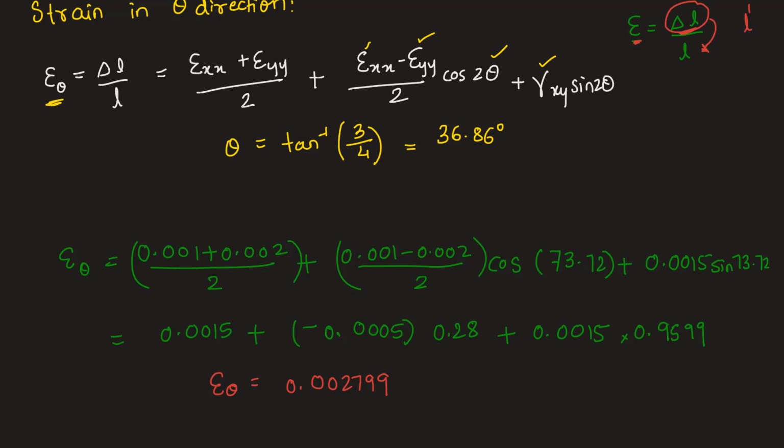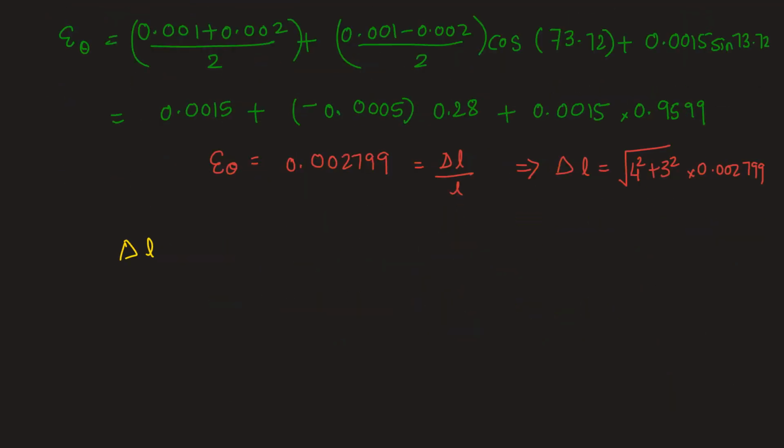Evaluating this, we get strain in theta direction equal to 0.002799. From here we can find out the change in length, because this is equal to change in length upon original length of the diagonal. So this gives us change in length delta L equal to L into epsilon theta. Length of the diagonal will be, using Pythagoras theorem, root over 4 square plus 3 square, because diagonal is the hypotenuse, into 0.002799. Let's find out. Delta L turns out to be 0.01399, which is approximately equal to 0.014.